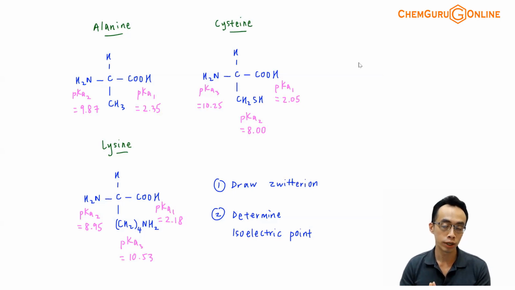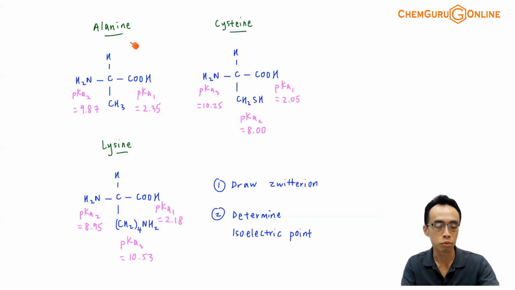What we want to do today is discuss how to draw the Zwitterion of an amino acid and how to determine the isoelectric point of an amino acid given the pKa values for the functional groups in this amino acid. So let us use these three amino acids as an example so that we have a few examples to practice all these ideas involving drawing Zwitterions and calculating isoelectric points.